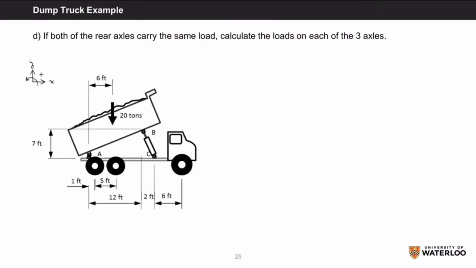And finally, part D of the question is asking us to calculate the loads on each of the three axles if both rear axles carry the same load. Since the loads on the rear axles are the same, we'll represent them with the same variable, and I'll choose W. And for the load on the front axle, I'll designate the variable F. We can solve for the force W by using the sum of moments equation.